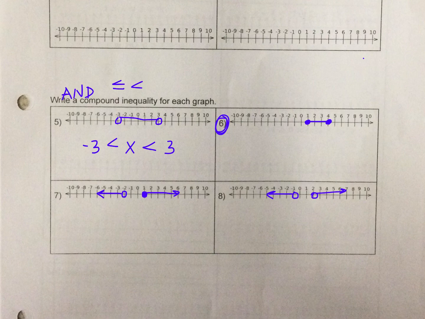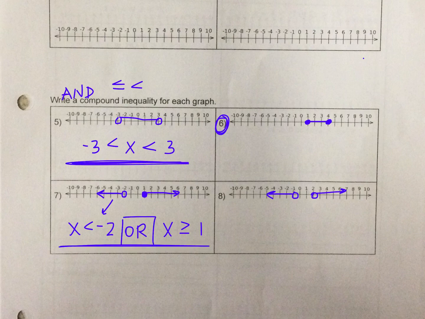So when I have an or, this is an or, number 7, because they're going different ways, I have to write just 2 separate problems with the word or in between them. So I'm going to write x is less than -2, because that's what that tells me. I'm going to look at this one. I'm going to say x is greater than or equal to 1. So that's what I do. The ands are shoved together. The ors have the word or in between them. So you do 6 and 8 for me. Thank you.